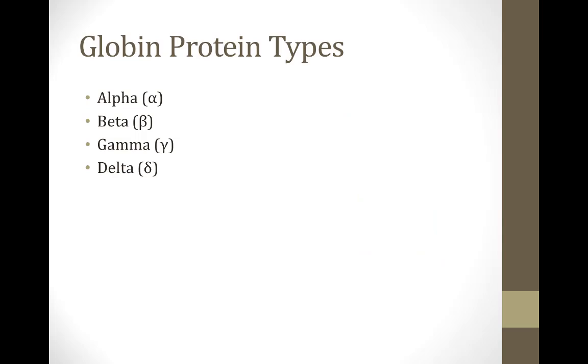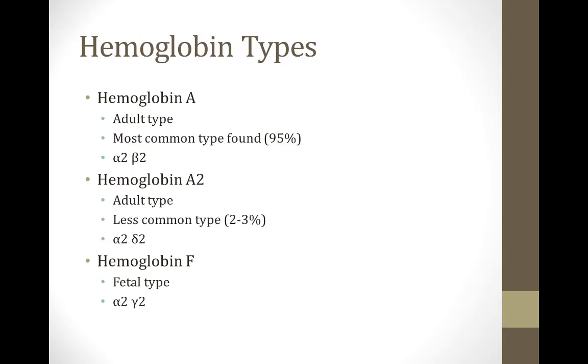There are 4 types of globin proteins, sometimes called hemoglobin chains. There are the alphas, the betas, the gammas, and the deltas, and they all have different functions in different molecules of hemoglobin. So when you put the different globin chains together, you make different hemoglobin types, and there are 3 types you should definitely know: hemoglobin A, hemoglobin A2, and hemoglobin F.